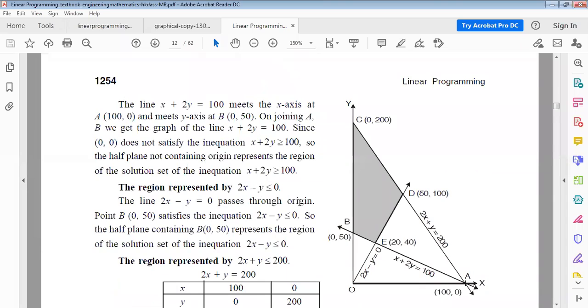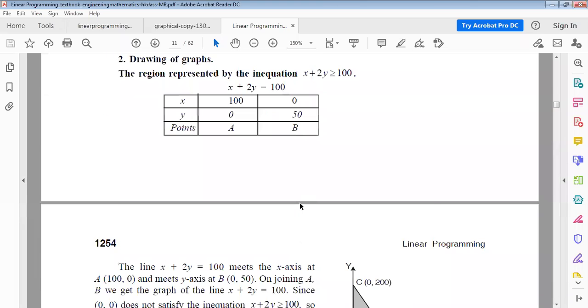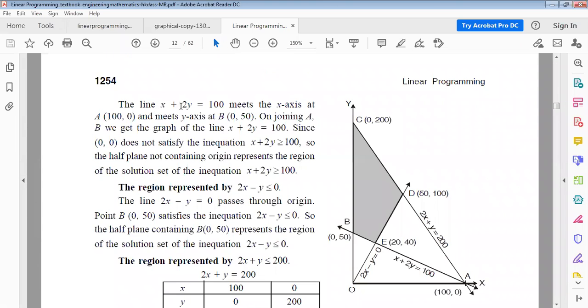So we can draw the line. This meets the x-axis at (100, 0) and meets the y-axis at (0, 50). This is the first constraint. Remember it.